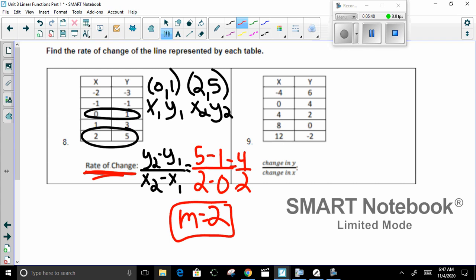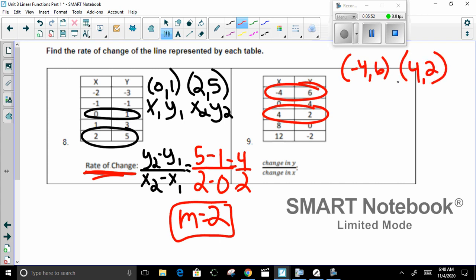All right, let's see. What should I pick on this next one? I'm going to use the first one and the third one. Remember, it doesn't matter what 2 points you pick. Any 2 to plug into your formula, as long as you plug it in correctly and label correctly. Your first point is your x1, y1. Your second is your x2, y2.